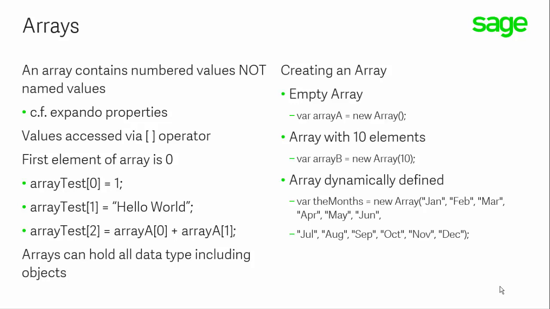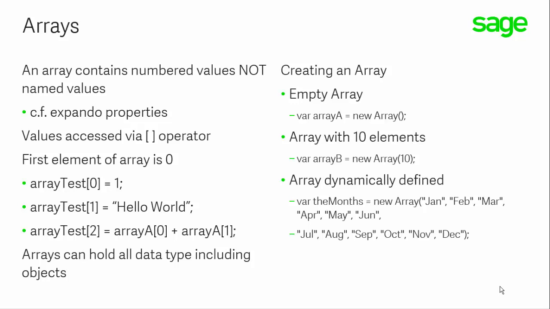And much of the work with the record objects inside Sage CRM, that we have objects called record objects, query objects, then we have screen objects and list objects. What we essentially do with those objects is use what's called the expando nature of JavaScript, and we'll be using those mostly. But arrays sometimes crop up within the work that we do.